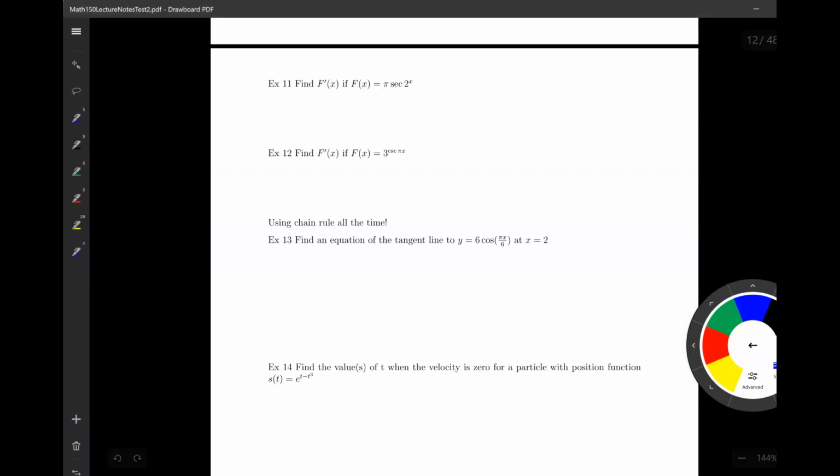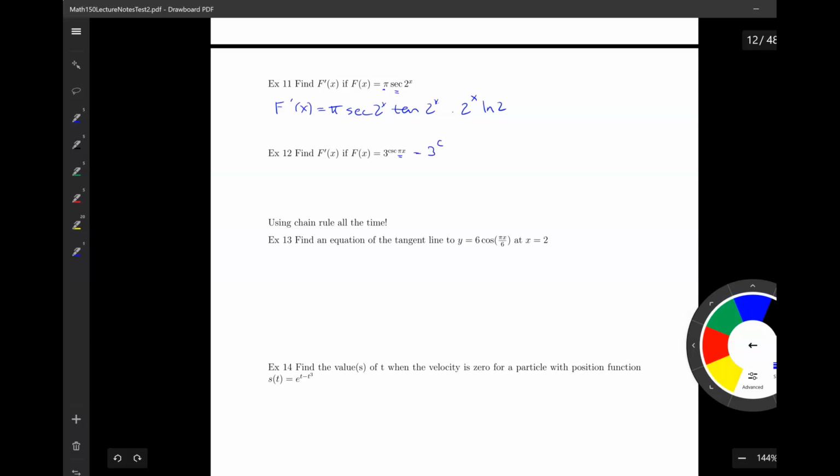Okay, so take the derivative of this. You recognize pi is just a constant, so I'm just going to be carrying pi along. Take the derivative of secant, which is secant tangent. Carry the angle of 2 to the x along to both of them. Now I'm going to multiply by the derivative of 2 to the x, which is 2 to the x times ln of 2. So now the pi is on the inside of this trig function.